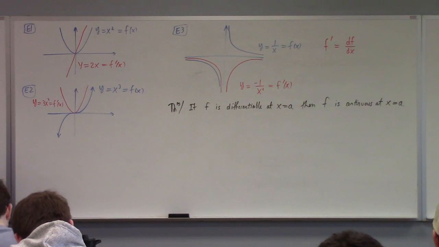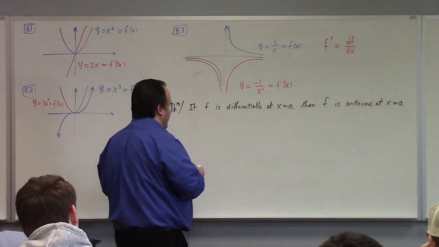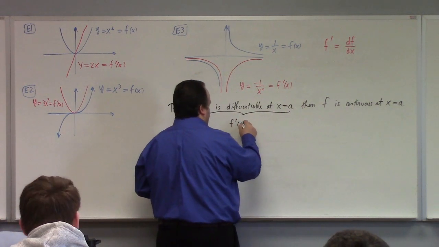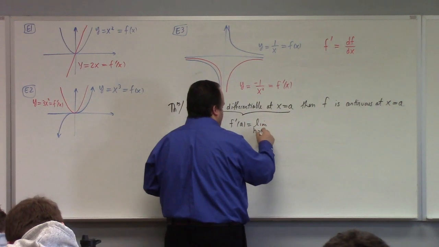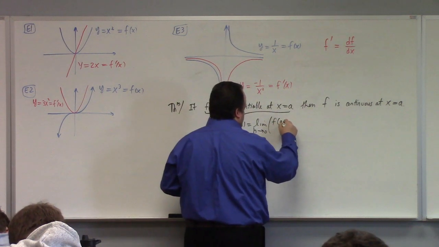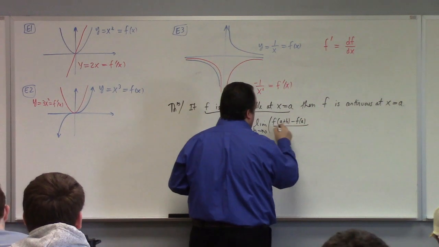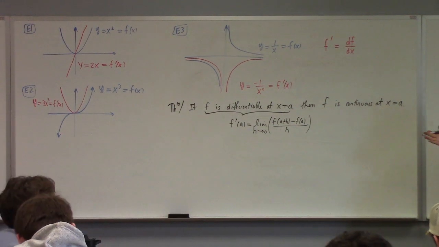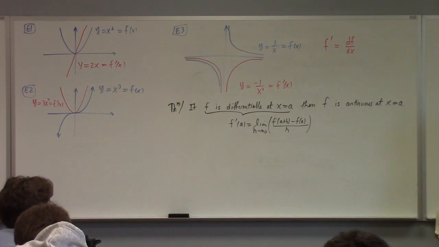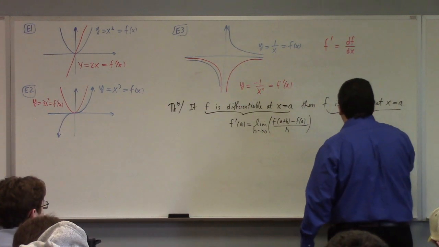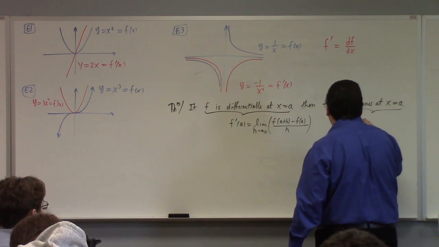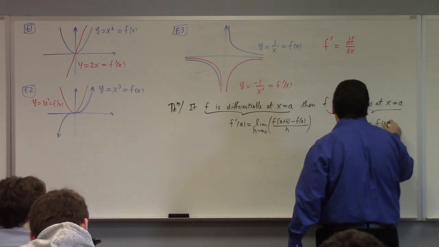All right, let's talk more about what these words mean. So this is saying that f prime of a, which is the limit as h goes to 0 of f of a plus h minus f of a, divided by h, exists, right? To say it's differentiable at a means that the limit of the difference quotient exists. What does it mean to say f is continuous at a? This we can capture by saying the limit as x goes to a of f of x is equal to f of a, right?